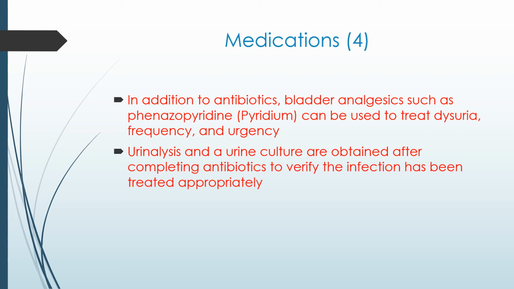Urinalysis and a urine culture are obtained after completing the antibiotics to verify that the infection has been treated appropriately. So, we're going to do a urinalysis and a urine culture and sensitivity, and we're going to identify the antibiotic that needs to be used. In addition to the antibiotic, the doctor may order pyridium, right? And pyridium is one of those medications where we have to tell the client it is going to discolor your urine, so do not be alarmed.